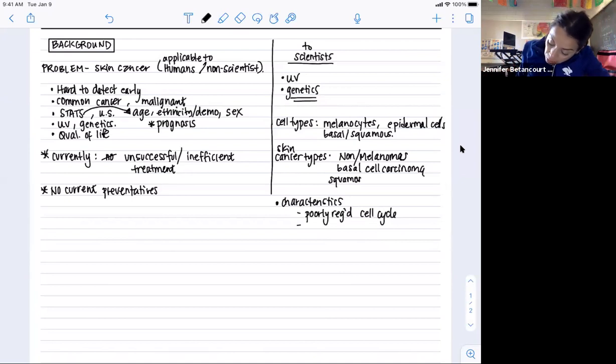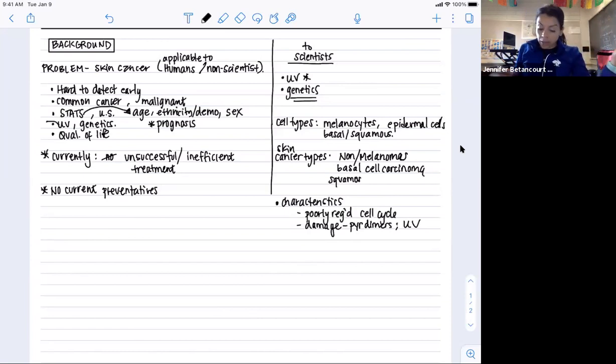Some of the causes could be damage. The type of damage that you guys are writing is the potential pyrimidine dimers. And you're saying the cause of that could be UV, right? And so that's when we kind of bring this back up. So UV, any non-scientist knows or should know that the sun is the source of UV rays.